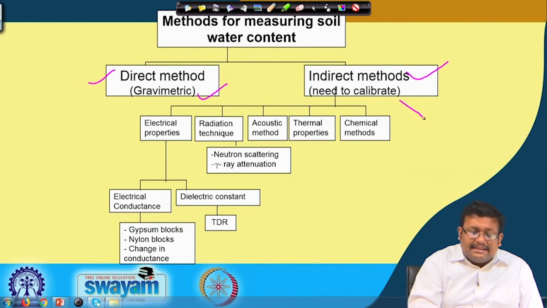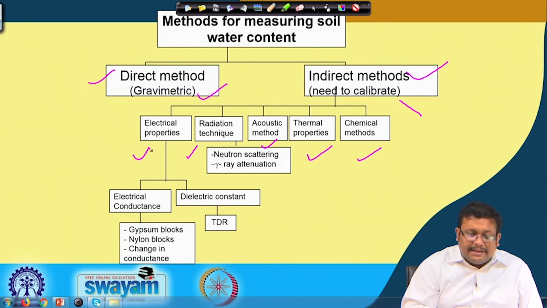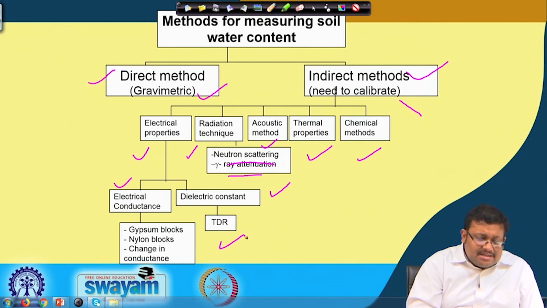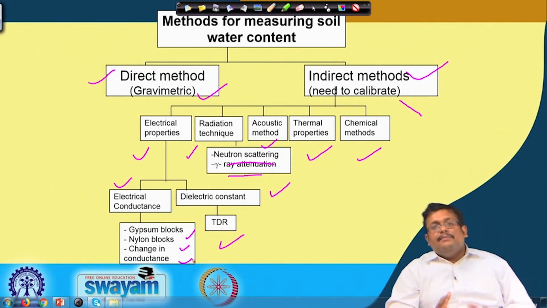and the indirect methods can be divided into chemical methods, thermal property methods, acoustic methods, radiation techniques and electrical property based methods. Radiation techniques are of two types: one is neutron scattering, another is gamma ray attenuation technique. Electrical property based methods are divided into electrical conductance and dielectric constant. Based on dielectric constant we use TDR or time domain reflectometry, which we will discuss in detail in the next lecture. Based on electrical conductance, there are gypsum blocks, nylon blocks and changing conductance. All these are different methods for measuring soil water content.